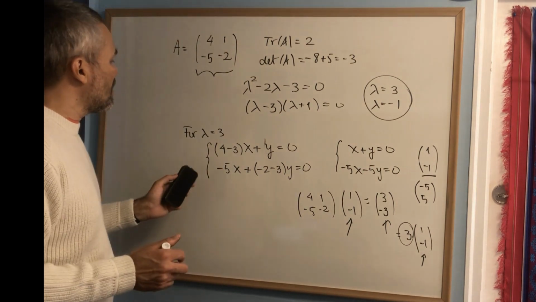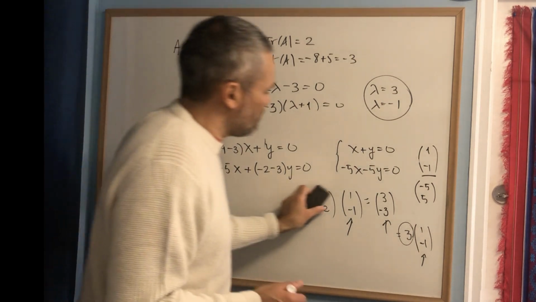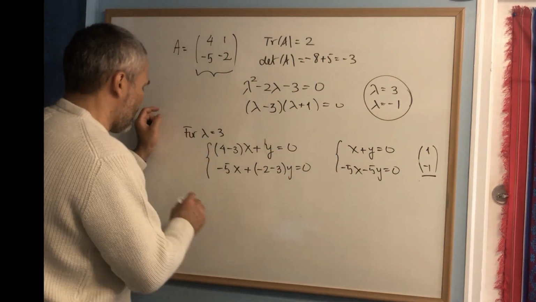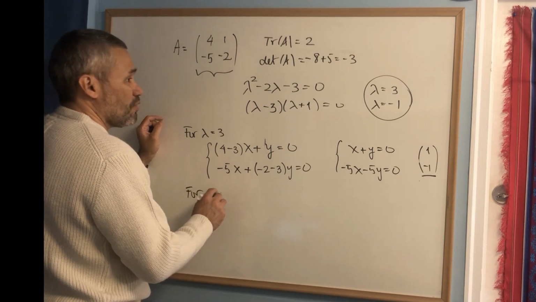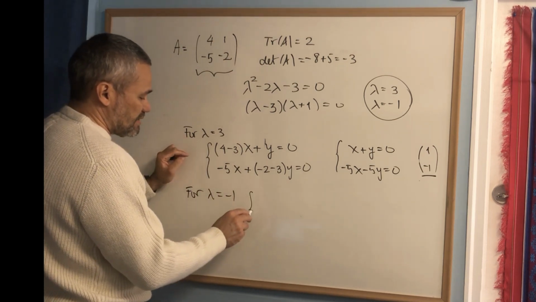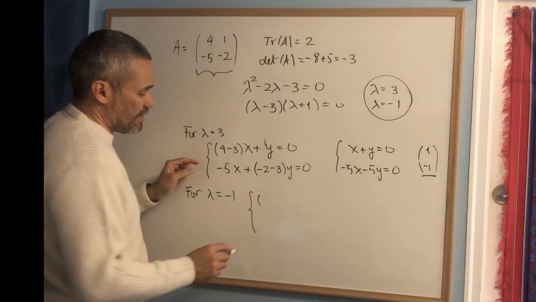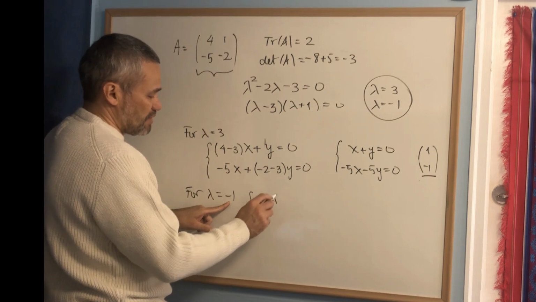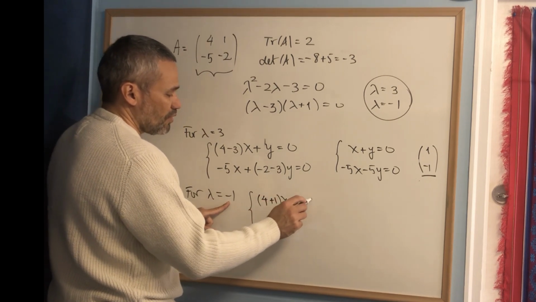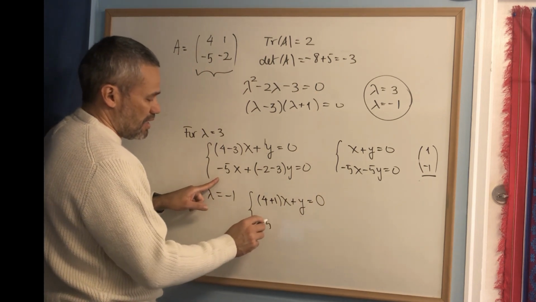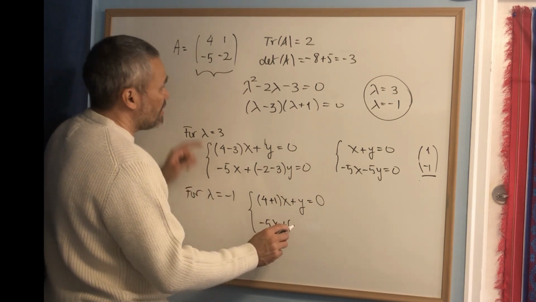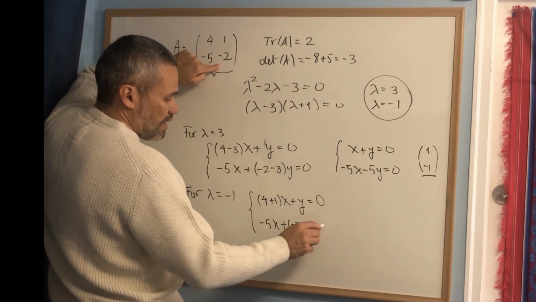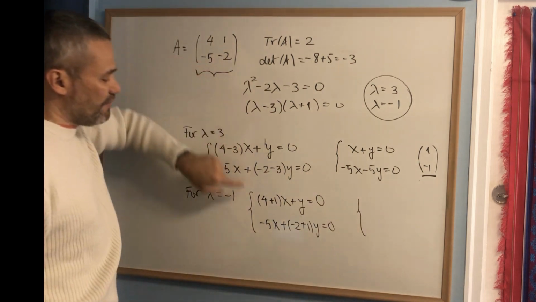Let's compute the eigenvector that goes with the other eigenvalue. For lambda equal negative 1, what is the system that we need to solve in order to find the eigenvectors? We have 4 minus negative 1, it will be 4 plus 1 times x plus y equals 0, and negative 5x plus negative 2 minus lambda times y equals 0.